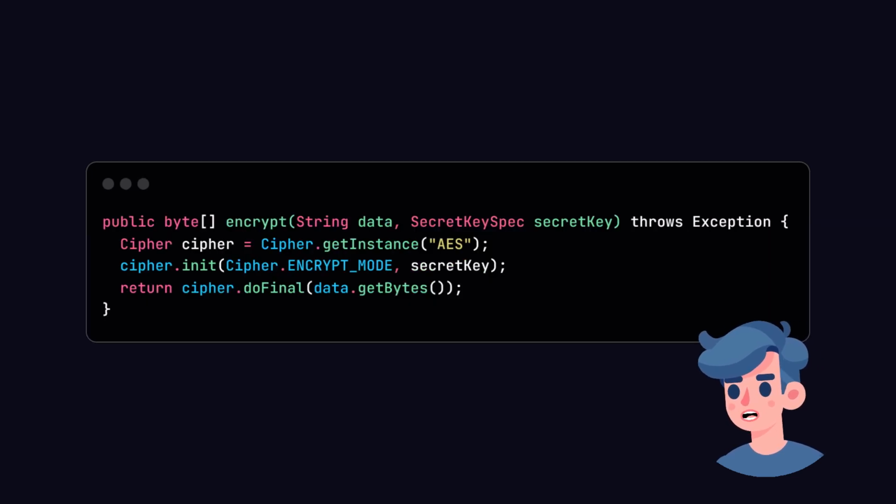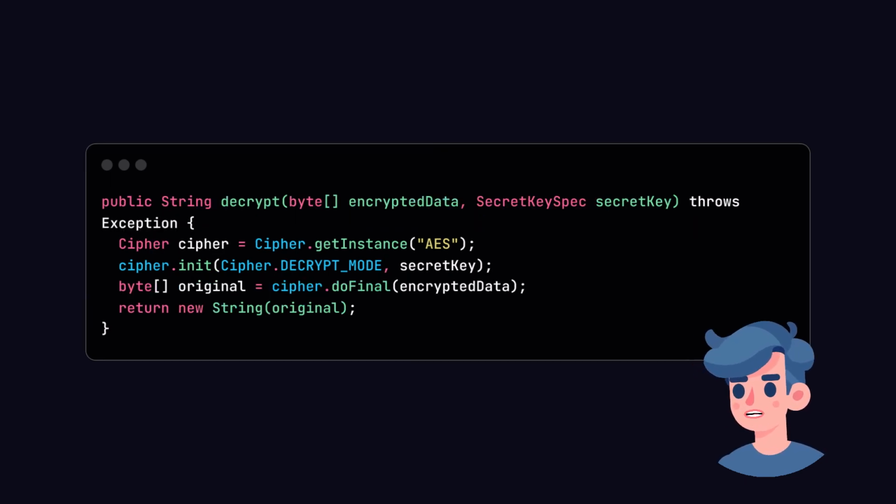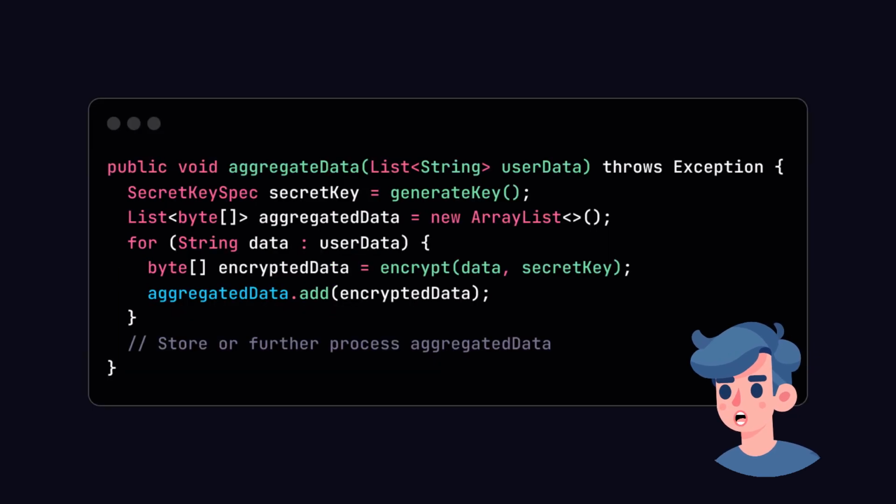Next, let's add an encryption function. This method will take plain text data and the secret key as inputs and will return the encrypted data as bytes. Now, let's implement a decryption method. This method will take encrypted data and the same secret key as input and will return the original plain text. We now have our encryption and decryption methods ready.